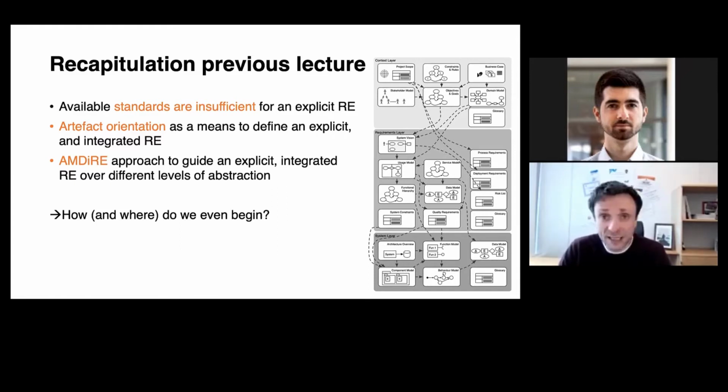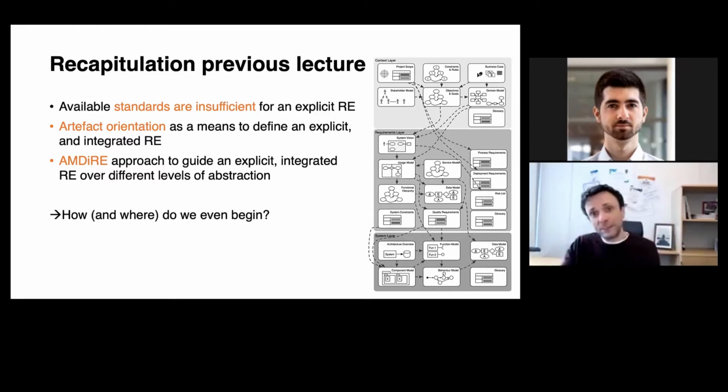Now, what have we done in the last lecture? To briefly recapitulate, we have discussed essentially three things. Number one being that available standards are insufficient for an explicit and integrated requirements engineering. Here we took two perspectives. Number one, we discussed the general notion of software process models, what they are, and that they largely ignore requirements engineering. If at all, they only briefly mention to document requirements, but they leave open the way of doing so.